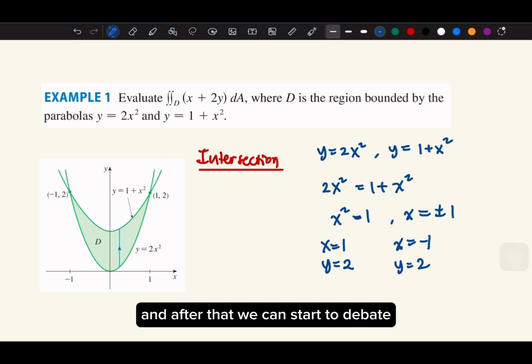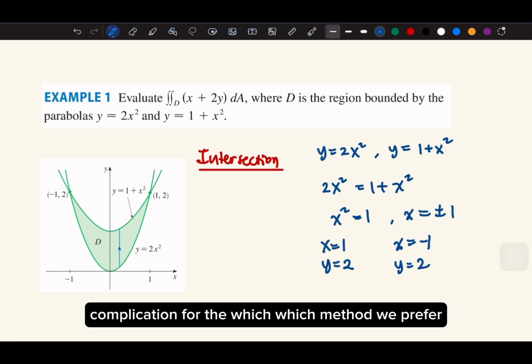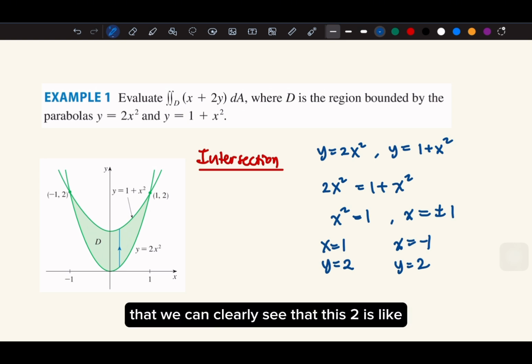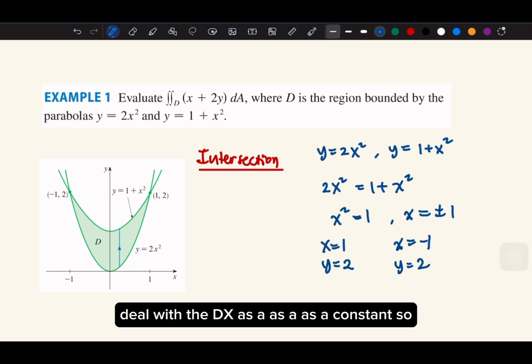And after that, we can start to take the integral. So now it is the computation for which method we prefer. Do we prefer dx dy or dy dx? We can clearly see that the first one is on the top and this one is on the bottom. So I think we can treat dx as a constant.